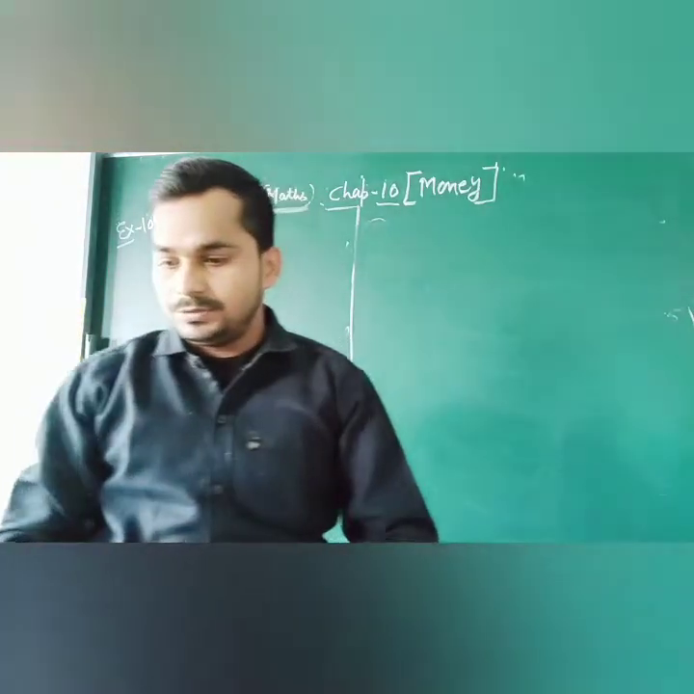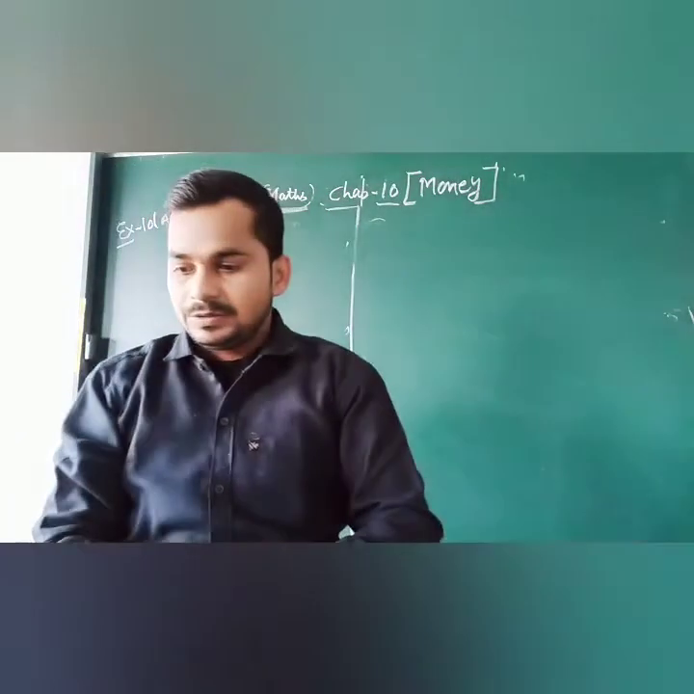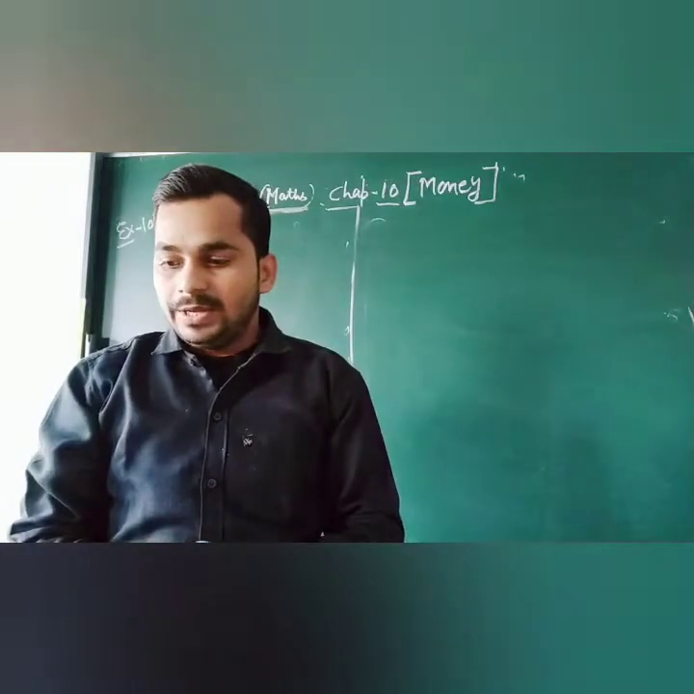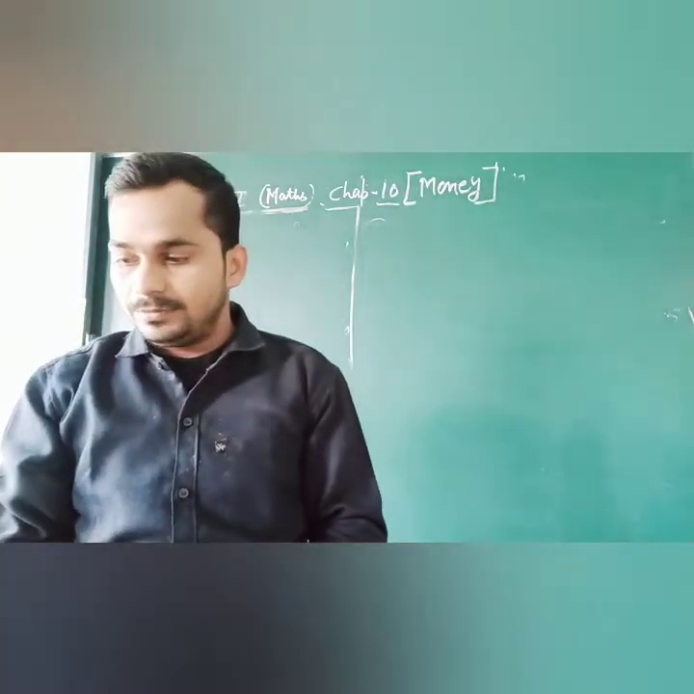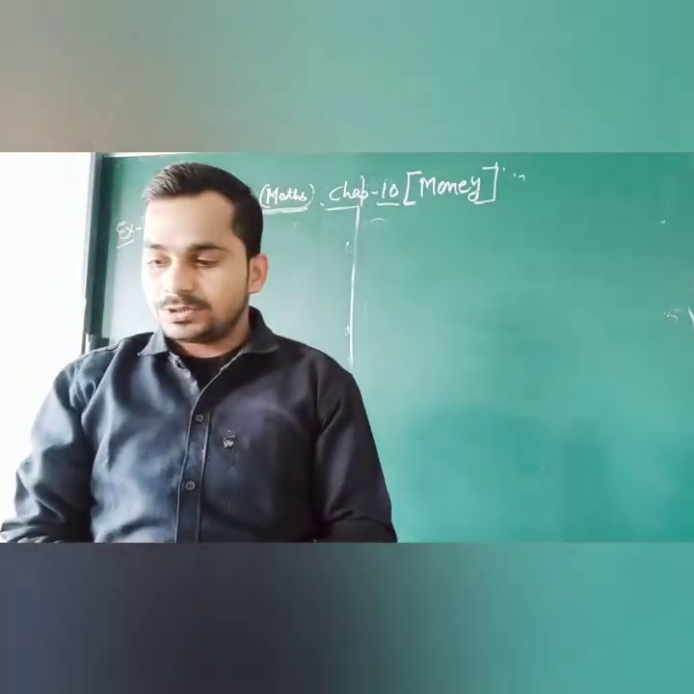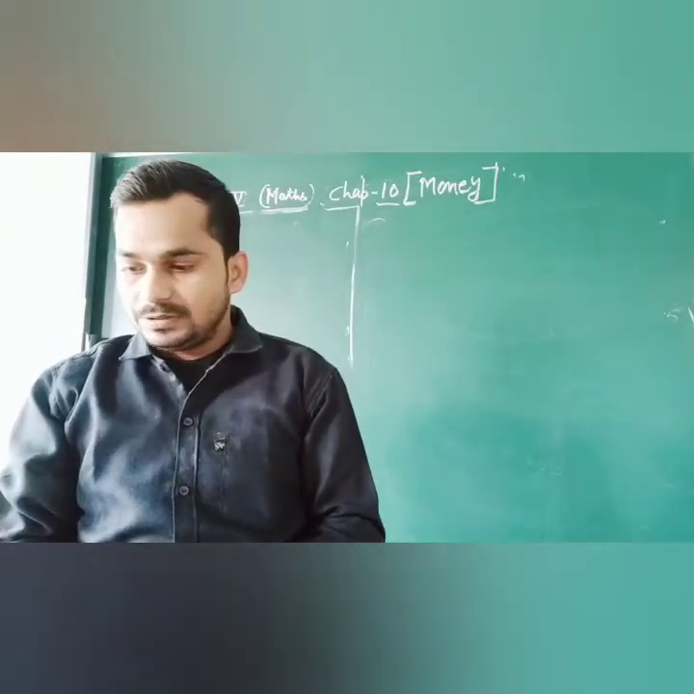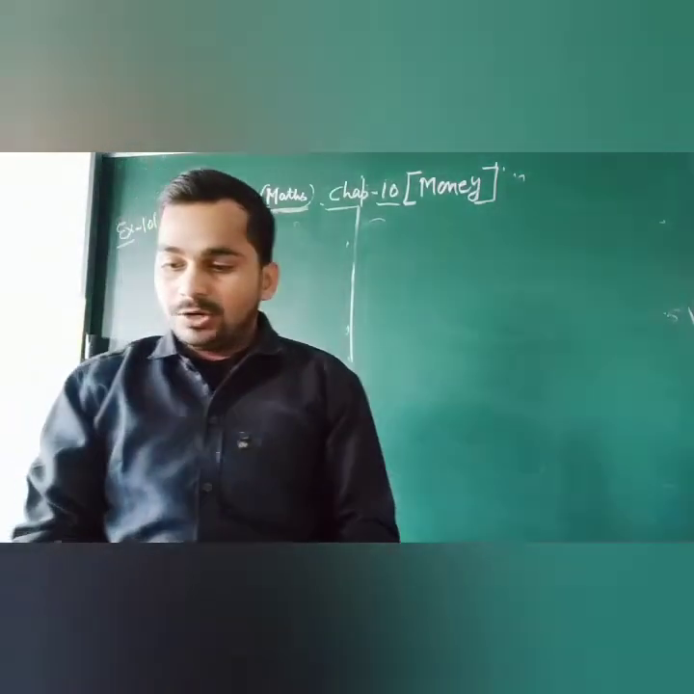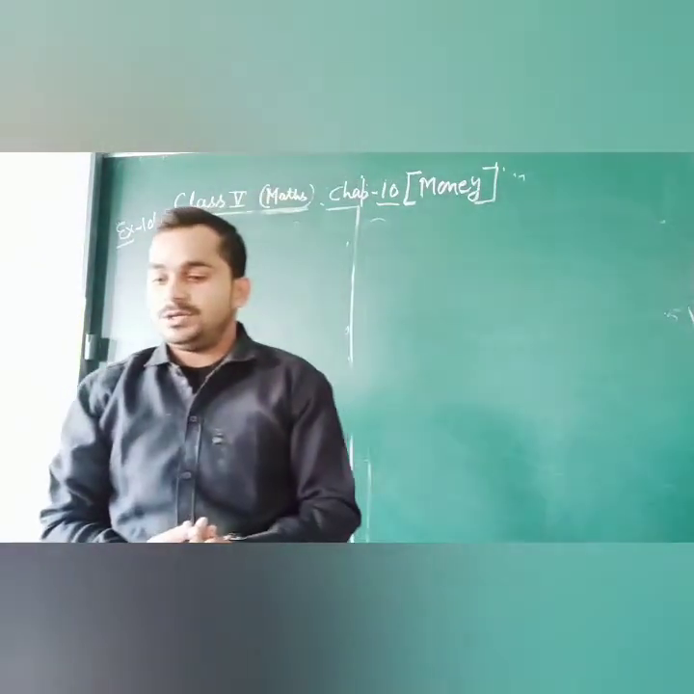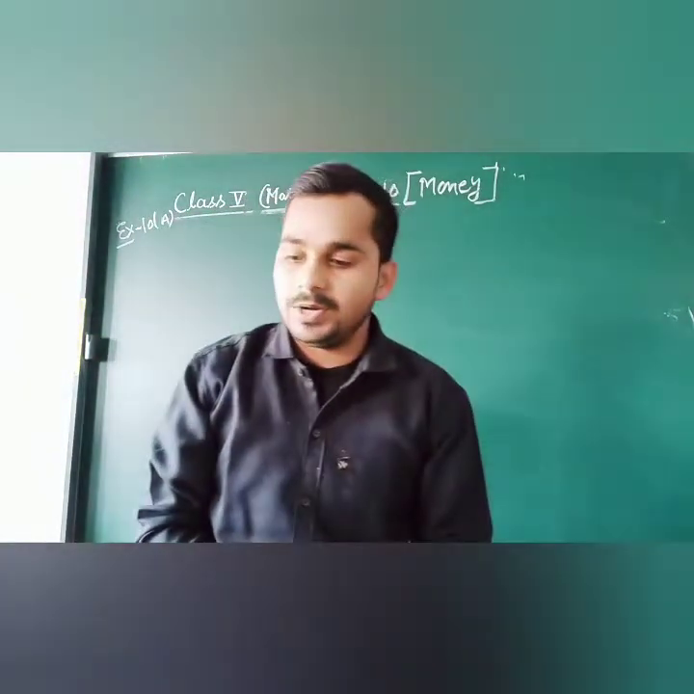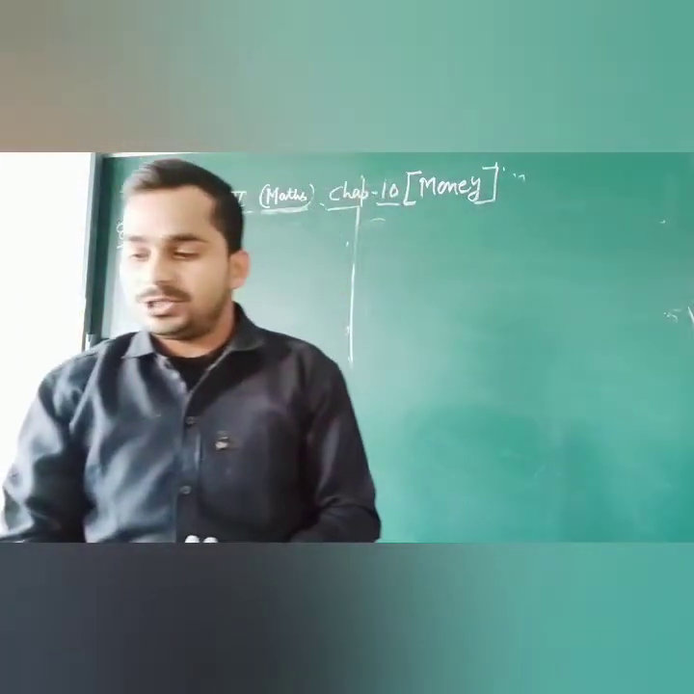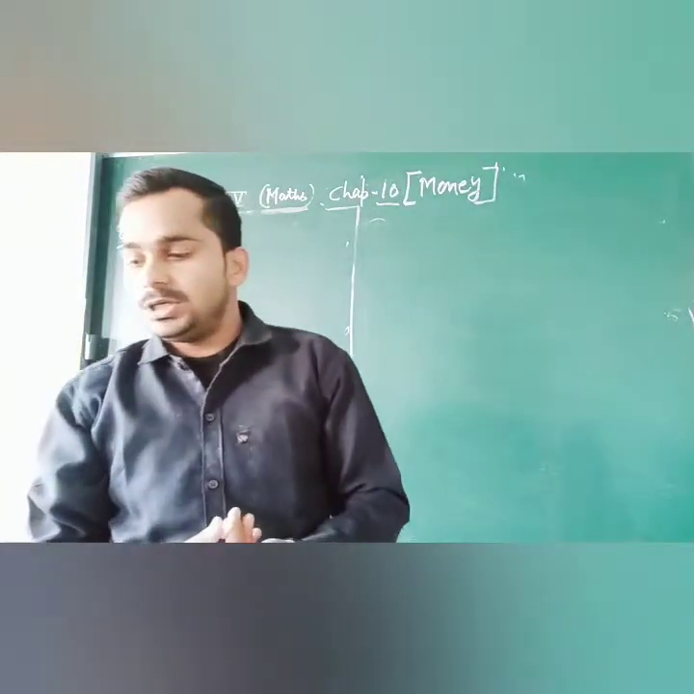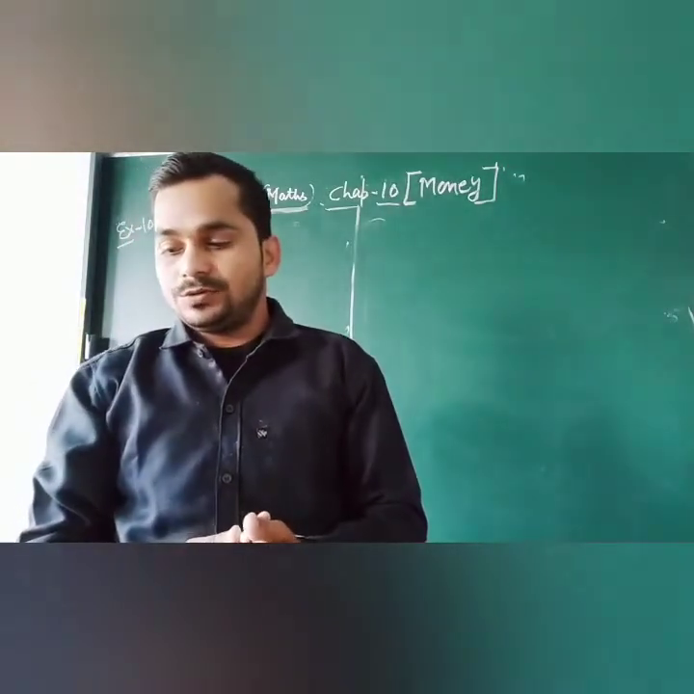Now question number 3. The cost of 35 juice cans is given, 647.5. What is the cost of 7 such juice cans? So first you have to find out the cost of 1 juice can, divide by 35. Then whichever value we get, you have to multiply by 7. So you get the answer of this question. Solve this question by yourself.